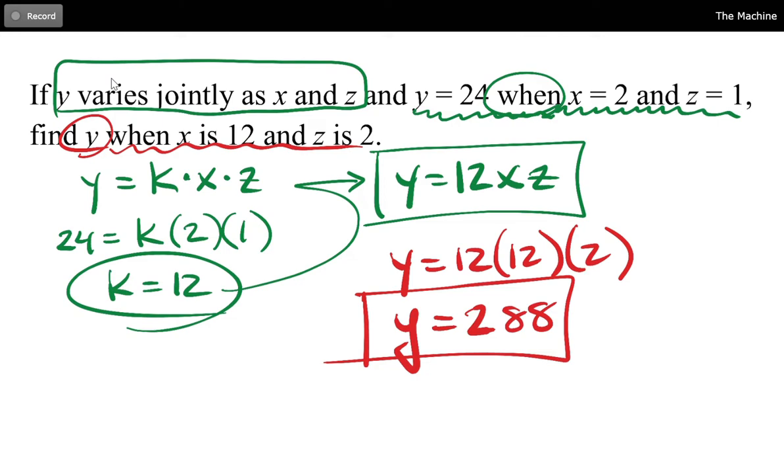There's a way to do proportions with joint variation, but it's a little complicated and I don't want to go into it right at this moment, so we're going to pass on that.